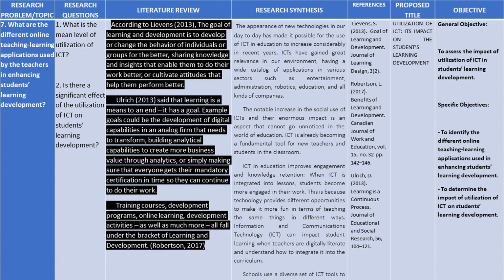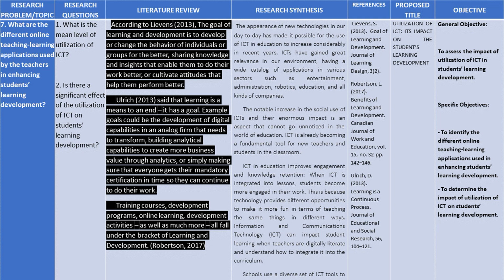According to Levins, 2013, the goal of learning and development is to develop or change the behavior of individuals or groups for the better, sharing knowledge and insights that enable them to do their work better, or cultivate attitudes that help them perform better. Ulrich, 2013, said that learning is a means to an end, it has a goal. Example goals could be the development of digital capabilities in an analog firm that needs to transform, building analytical capabilities to create more business value through analytics, or simply making sure that everyone gets their mandatory certification in time so they can continue to do their work.